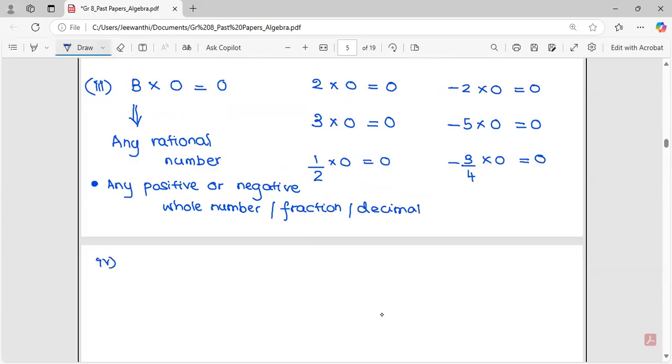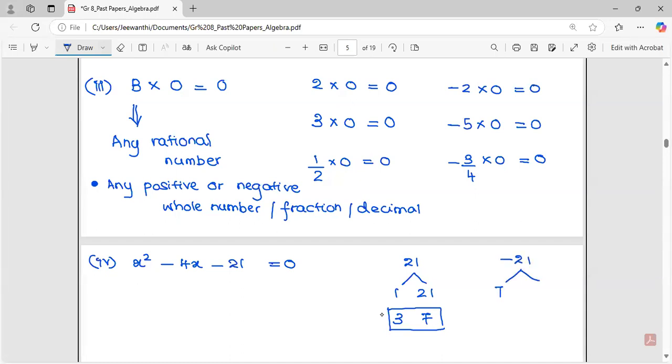Part 4, we have x squared minus 4x minus 21 equal to 0. What I do, children? I come here, 21, 1 times 21, 3 times 7, then I check this one, right? So then to have negative 21, I have two options, either 7 into negative 3 or negative 7 into positive 3. I select this option, right?